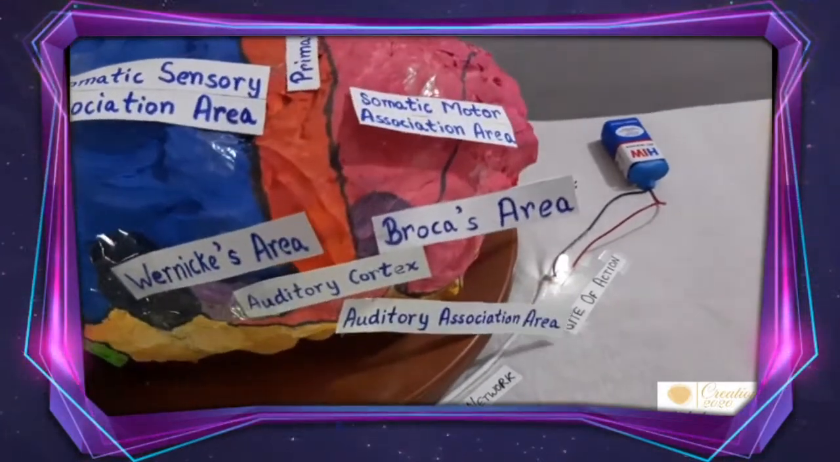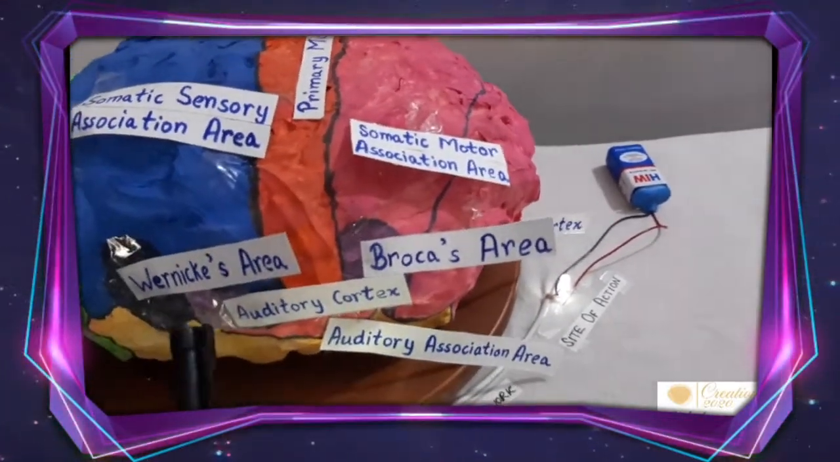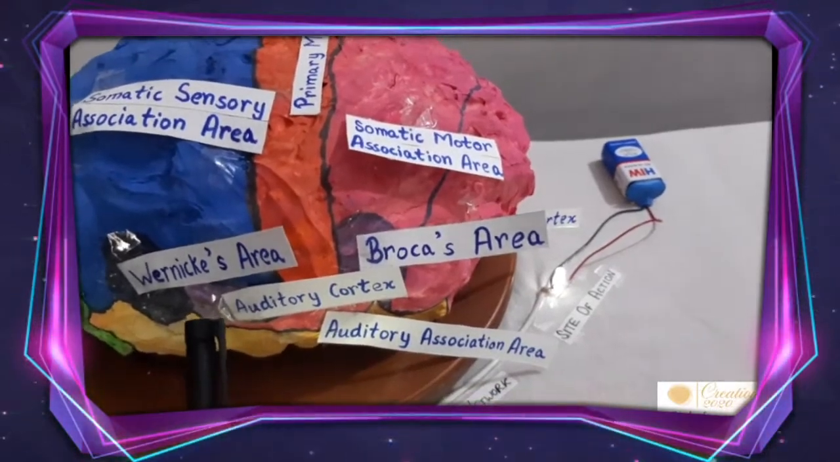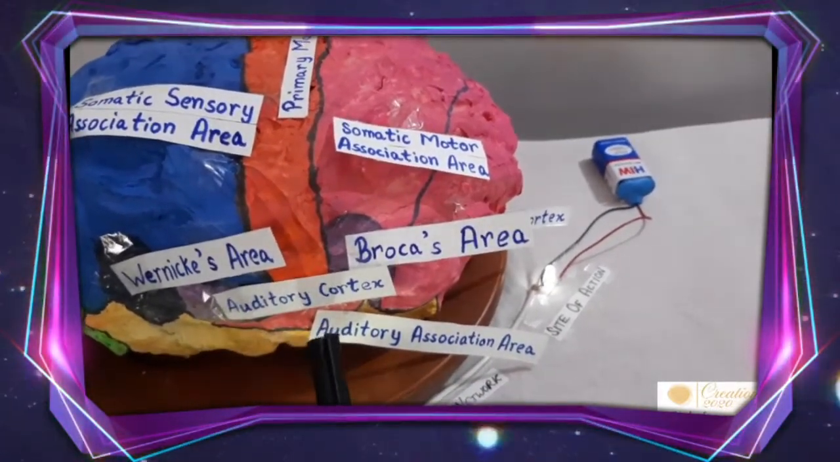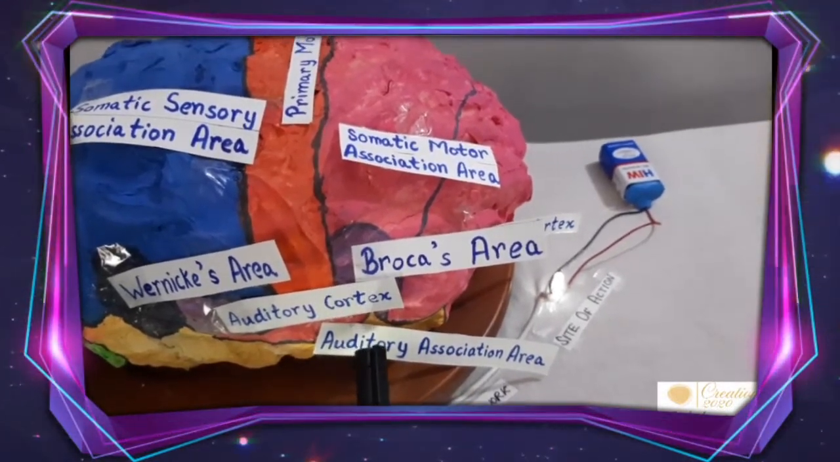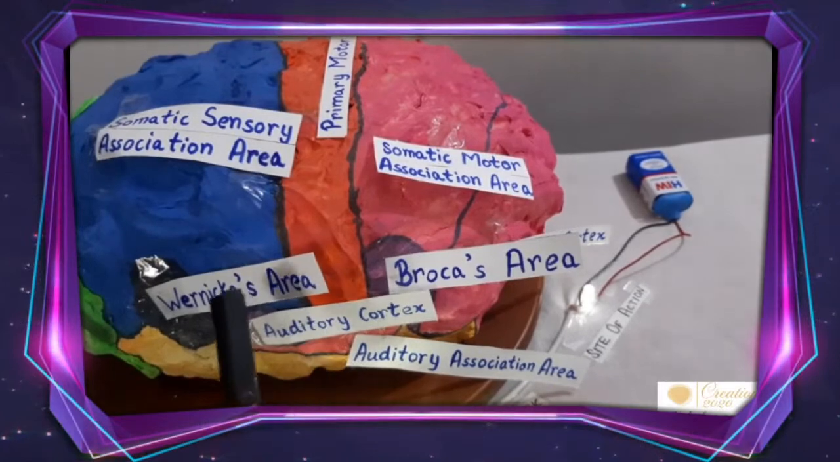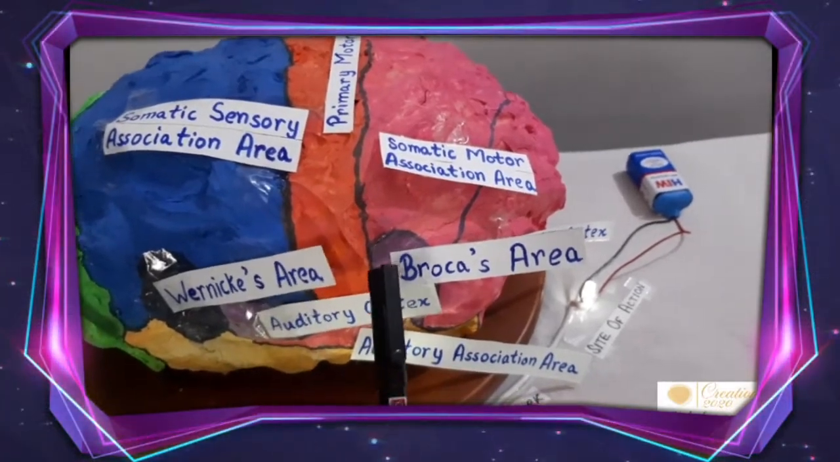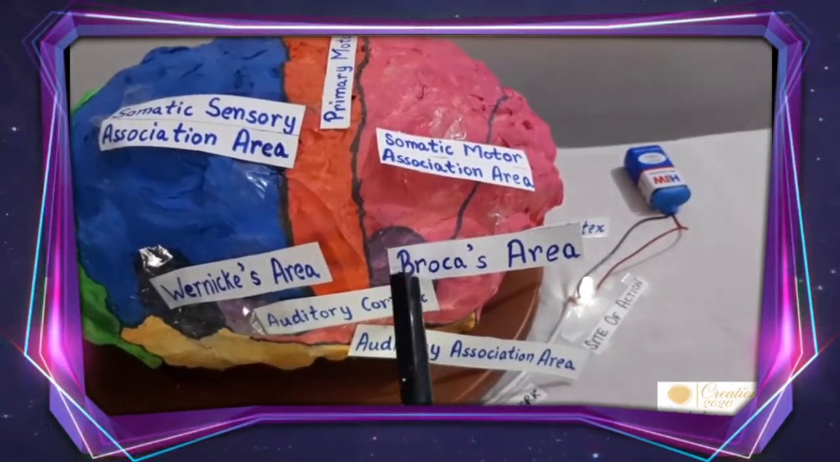Then we have the auditory cortex. The auditory cortex processes sound stimuli. Next comes the auditory association area. It helps in the recognition of voices. The next is Broca's area. This deals with the production of speech.